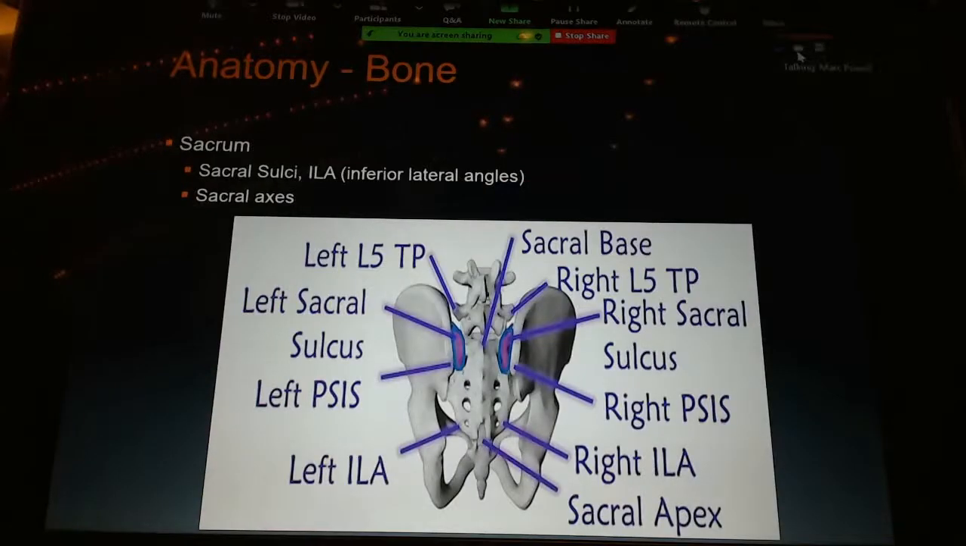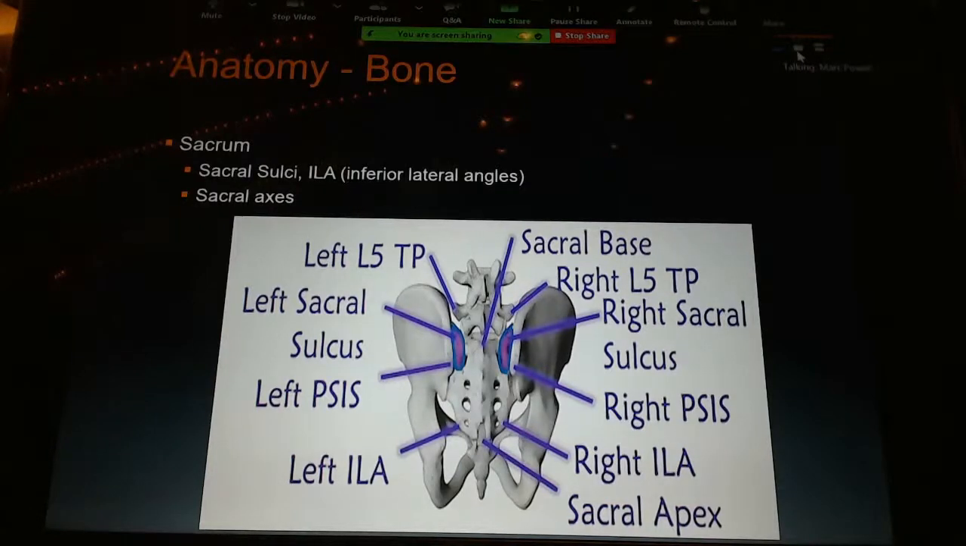Now let's talk about the sacrum. A little bit different and a little bit harder to palpate. With the sacrum, one of the biggest things I always talk about is the sacral sulci, as well as the ILA, which is your inferior lateral angles. Who remembers, if you've heard my talk before, that the sacrum has multiple axes? You remember that? How many? No? Five axes. Your sacrum rotates on five different axes. That's a lot. So we always think of forward flexion and, again, extension. That's not all. So five axes that it actually goes through.